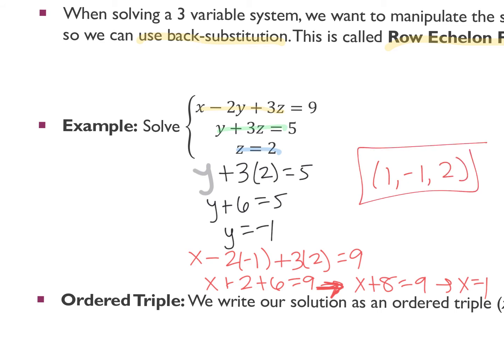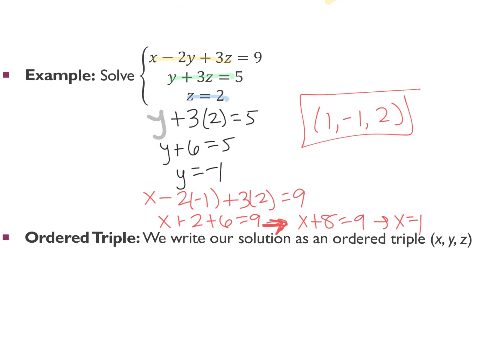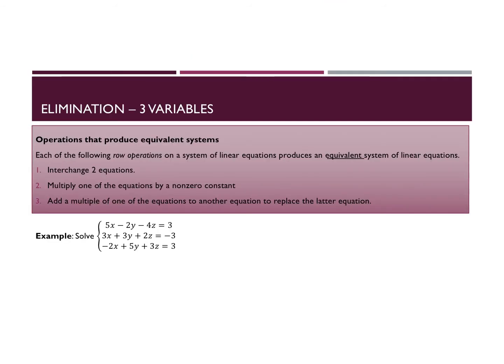And that's it. Notice we write our solution as an ordered triple x, y, z, in alphabetical order. So when we start doing elimination with 3 variables, there are a couple things we can do. We know eventually we will be doing the same thing with a matrix, but the following row operations on a system of linear equations produce an equivalent system of linear equations.